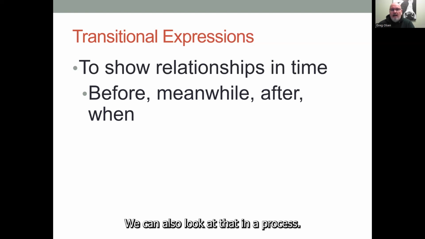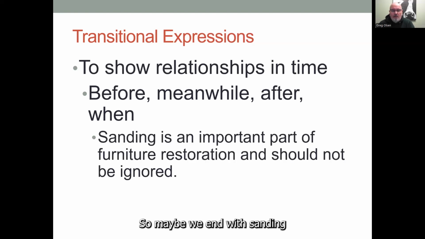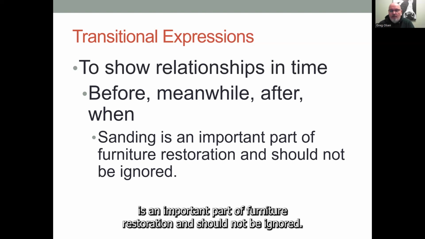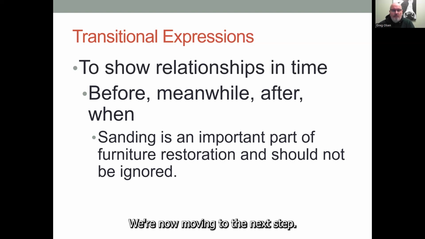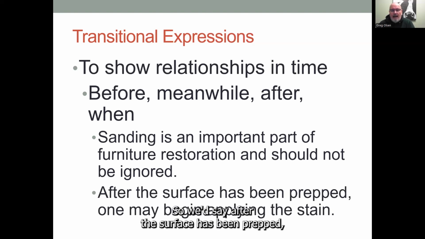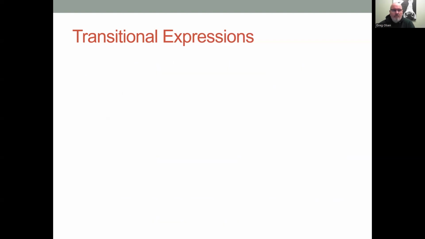We can also look at that in a process. So maybe we end with "Sanding is an important part of furniture restoration and should not be ignored." We're now moving to the next step. So we'd say, "After the surface has been prepped, one may begin applying the stain." Okay, so we're seeing that relationship linearly through time itself. We're moving from one step to the next step to the next step.